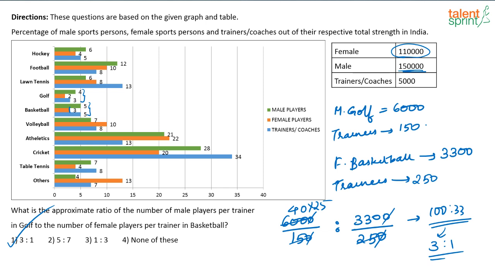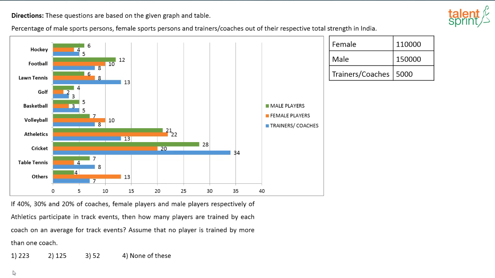Sony, I hope per trainer is clear to you, right? Totally there are 150 trainers, 6,000 male players are there. So how many players are there per trainer? So how many people is one trainer training? That is 6,000 by 150. Yes. Next one. See, there is an option for the previous question, 1:3 and 3:1. So be careful there. 3:1 is your answer.